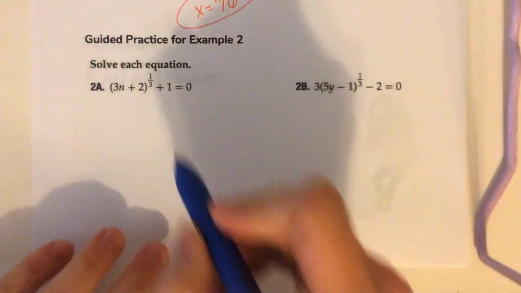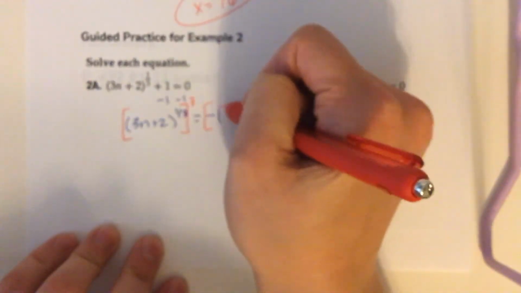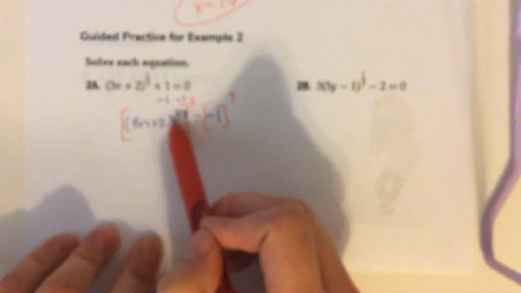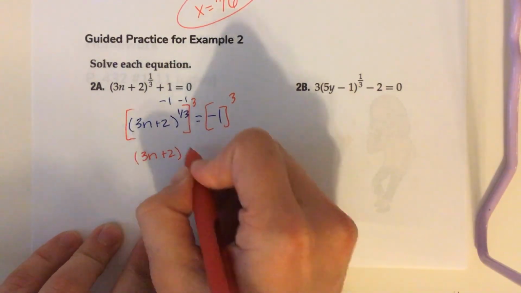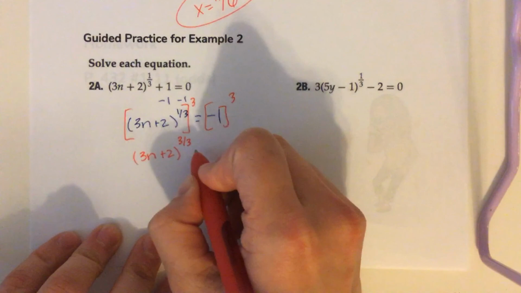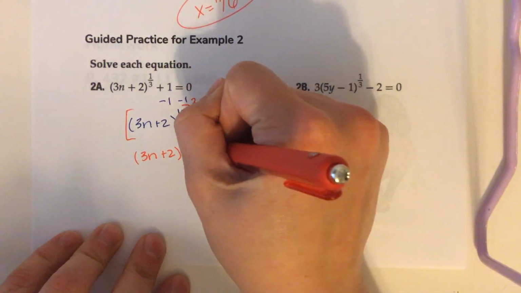All right, so for this first one, the first thing we want to do is subtract the 1. 3n plus 2 to the 1/3 power equals -1. Now we're at the point where we can raise both sides to the 3rd power to get rid of our fractional exponent here. So we're just left with 3n plus 2 to the 3 over 3 power. -1 cubed is just -1.